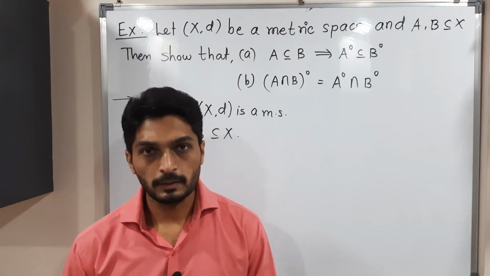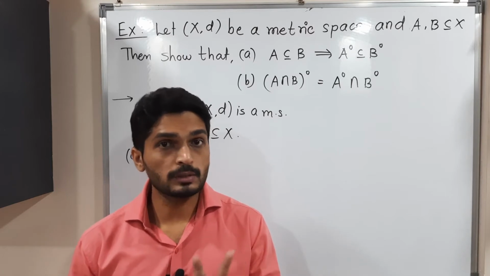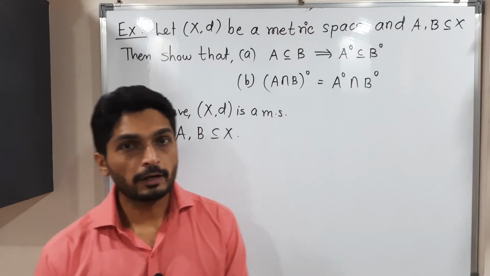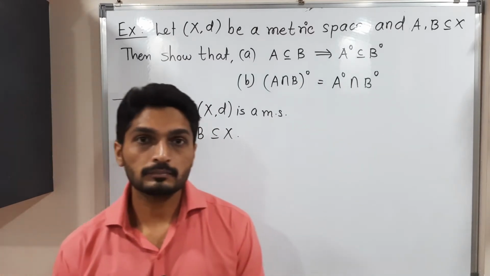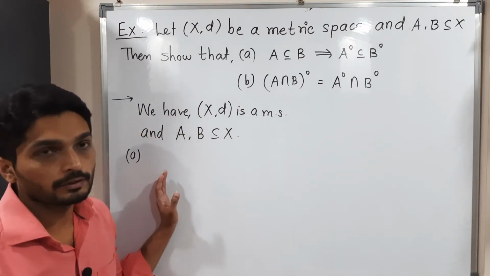In this example, we have X as a metric space. It has two subsets A and B. Then we have to prove these two things. So first of all, we will focus on part A. I have written it already.